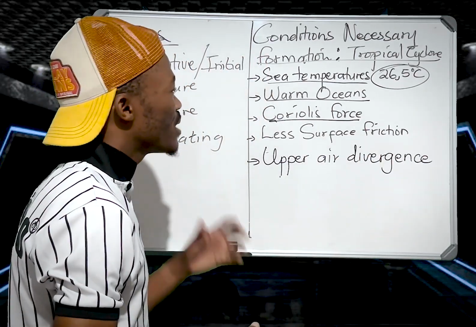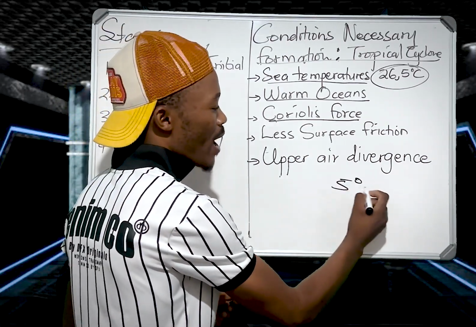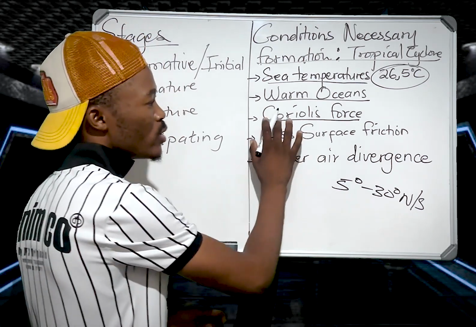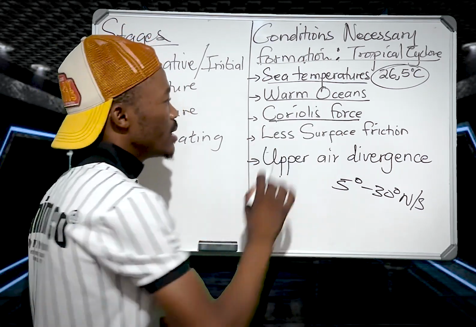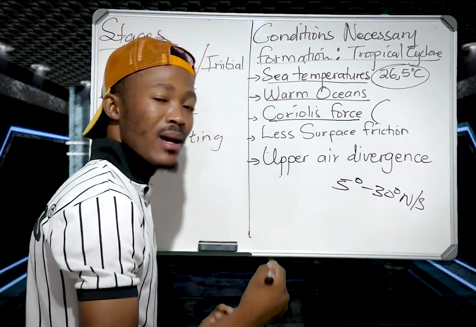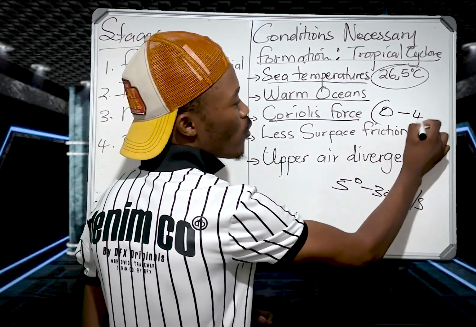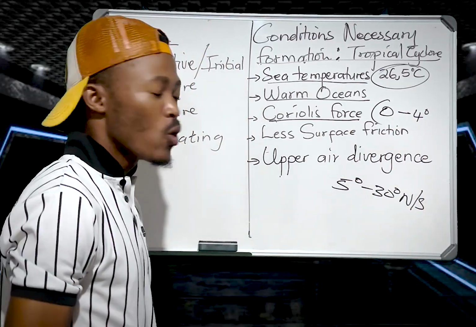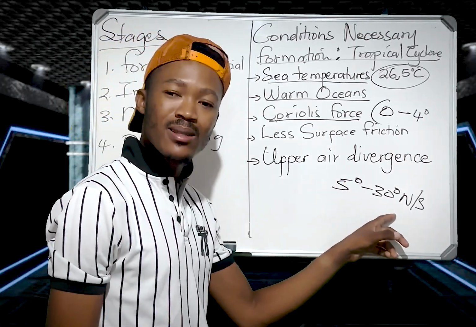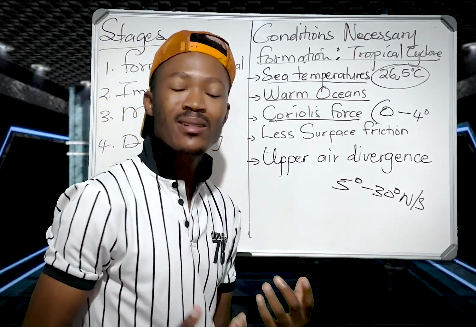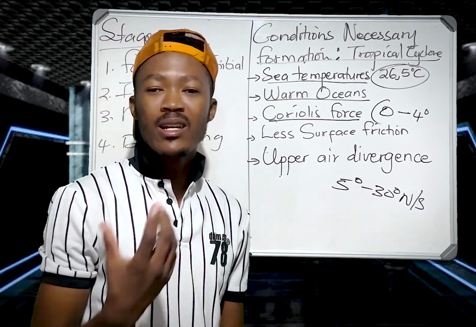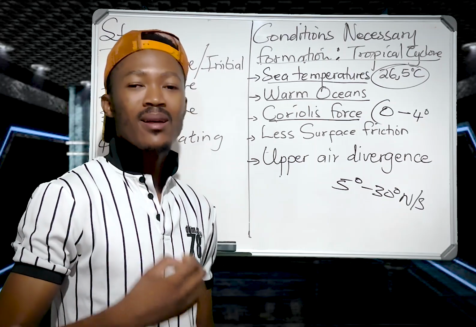Remember, we said that our tropical cyclones form between 5 to 30 degrees, either north or south of the equator. But when you talk about the Coriolis force, the Coriolis force is inactive or not present at the equator. This is around 0 to 4 degrees. So when the tropical cyclone occurs at 5 to 30 degrees, this is where we have an active Coriolis force. Therefore, this will make it possible for the circulation of air around the tropical cyclone.